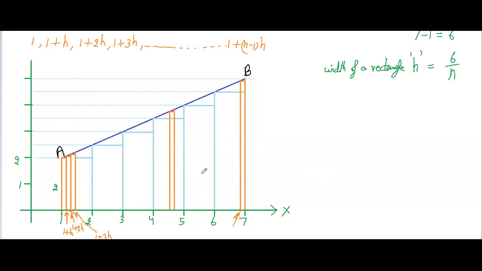Now, the width of each rectangle is h. We have already taken this. Now, how to find the height of each rectangle? We should have some formula. Now, tell me, what are the coordinates of the point A?